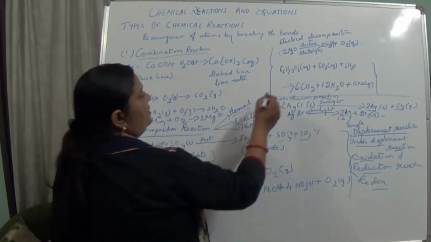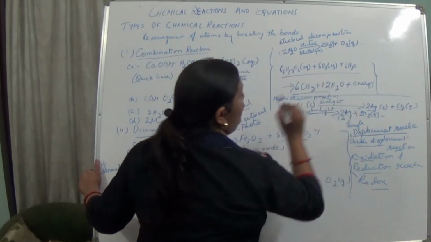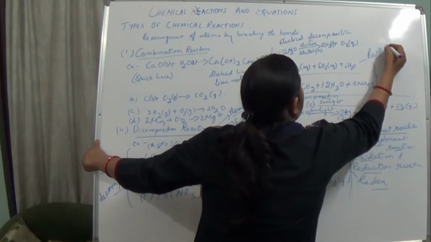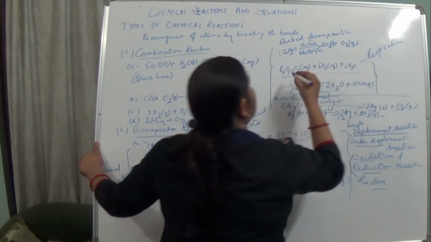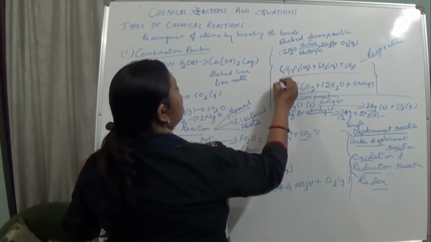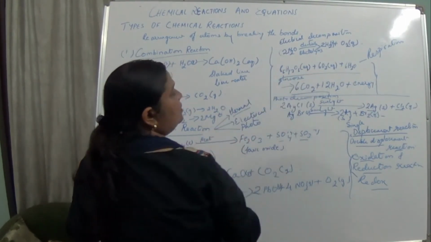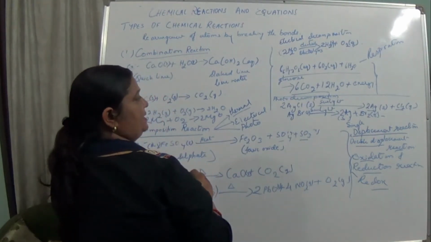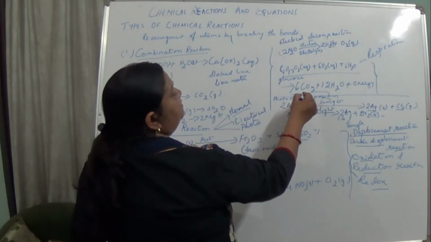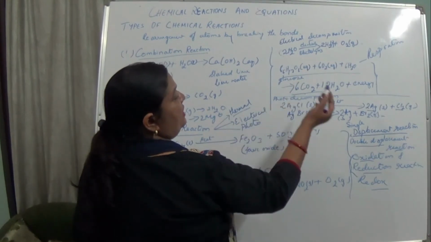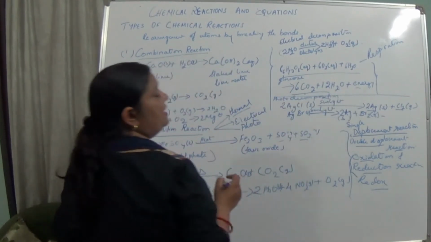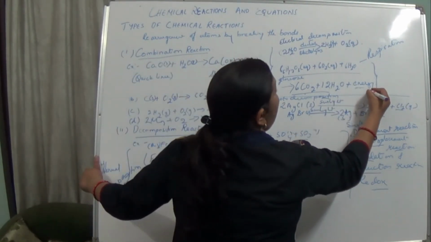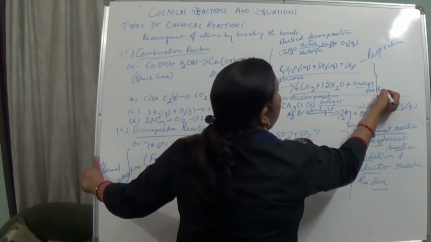Now one example you can see over here is respiration. In this you can see C6H12O6, which is glucose. This glucose, in the presence of oxygen, breaks into carbon dioxide and water, and energy is released. Here energy is being released, so what type of reaction is this? This is an exothermic reaction.